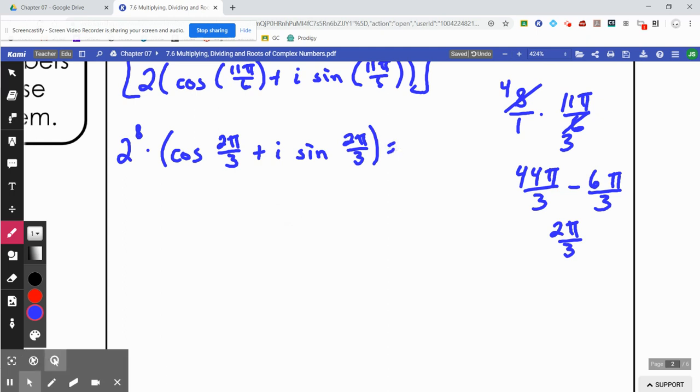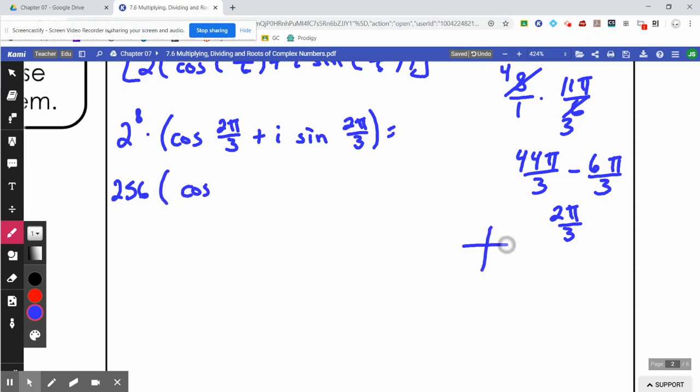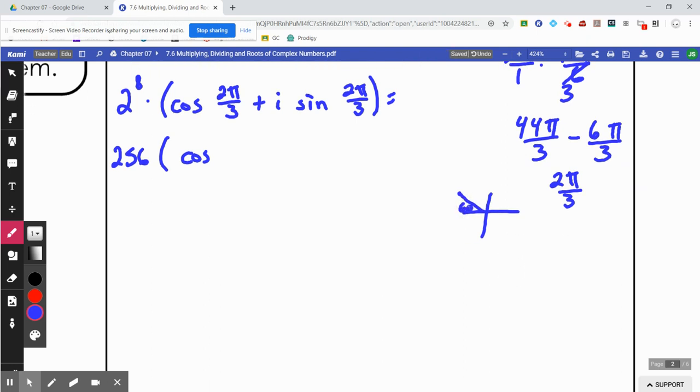2 to the 8th power is 256 times the cosine of 2 pi over 3, that's 120 degrees. So 2 pi over 3 is over here in the second quadrant. 120 degrees has a reference angle of 60, so therefore that's going to be a negative value. We have a negative cosine. We can use our reference angle now that we know it's negative. The cosine of 60 will be 1/2. The sine in the second quadrant will be positive, so I'm going to leave this as positive. And the sine of 60 would be root 3 over 2.